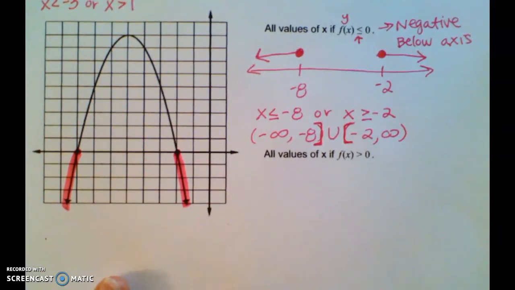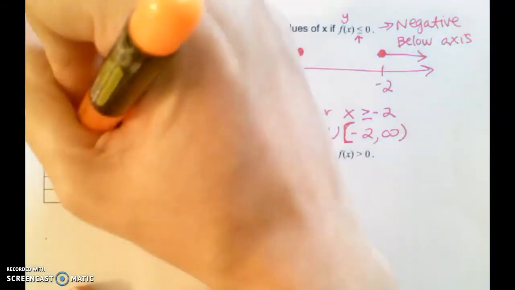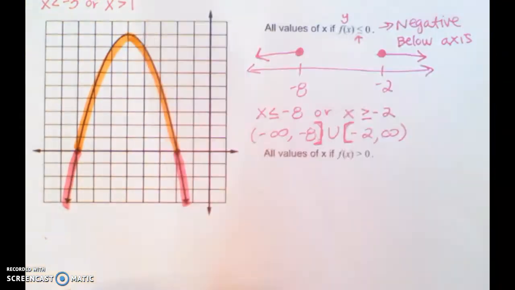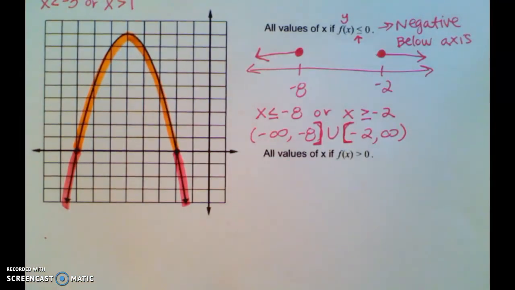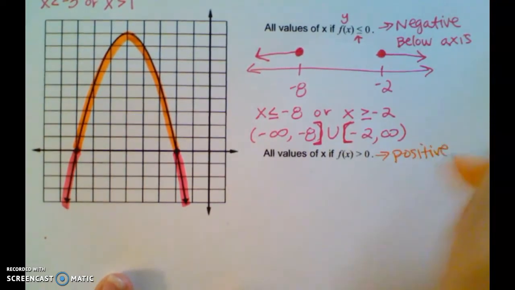All right, next one. All values of x if f of x is greater than 0. Strictly greater than, not or equal to. Greater than 0 means where is it positive? Or where is it above the axis? So this means positive and above the axis.